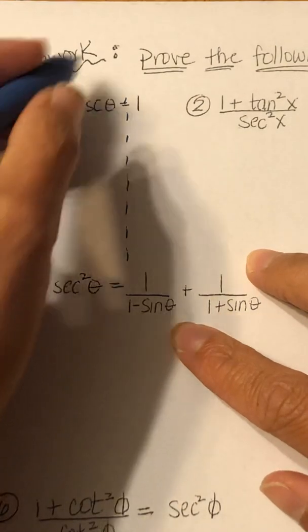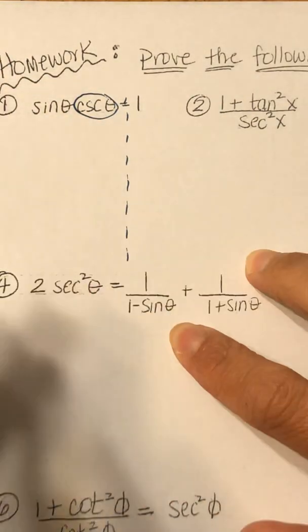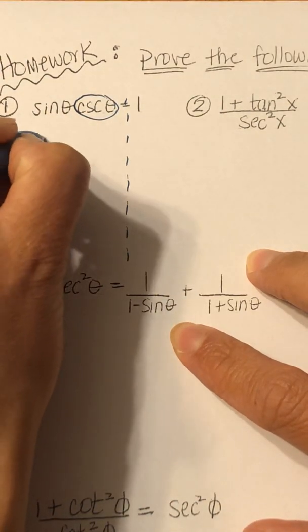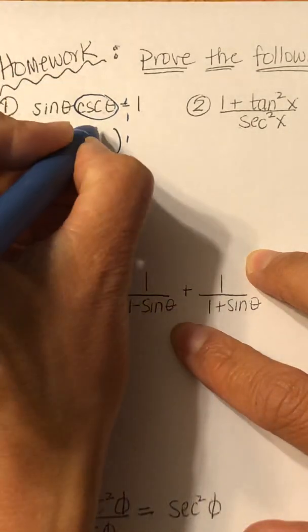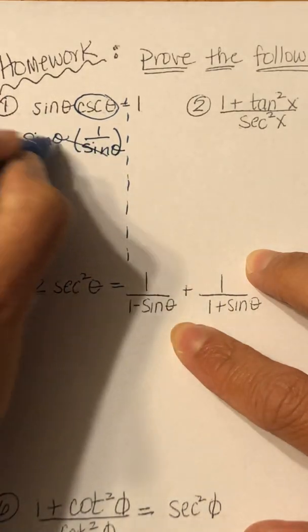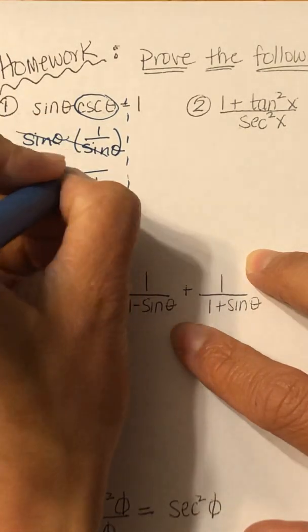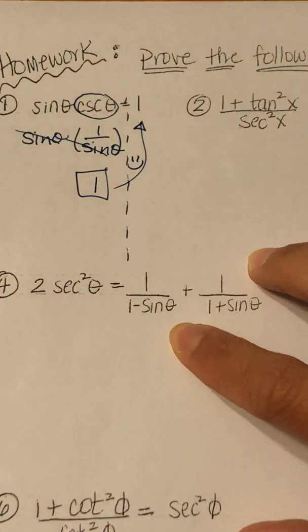So I'm going to circle cosecant of theta because I can replace that with a basic identity. So I'm going to have sine theta times, I can replace cosecant with 1 over sine theta. And hey, the sines cancel, and I get it to equal 1, which matches. Woohoo!